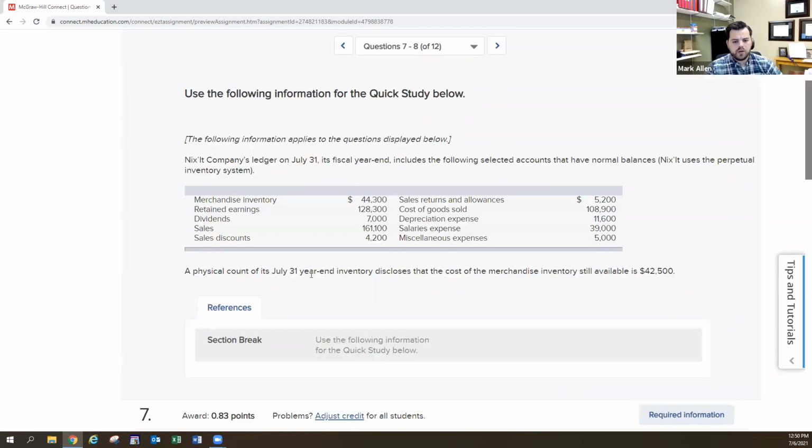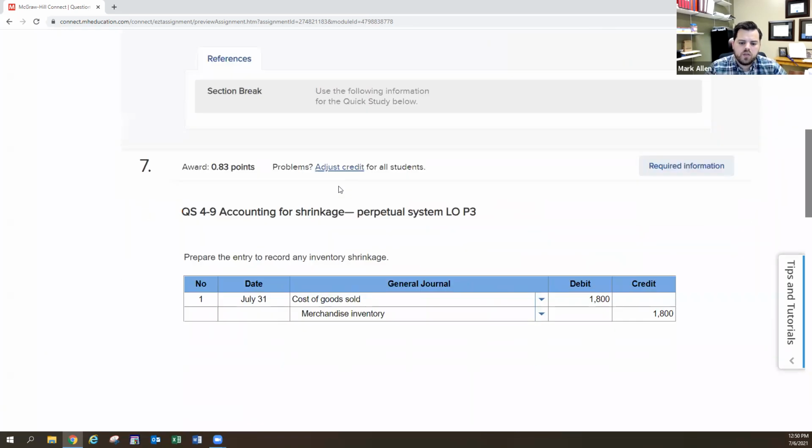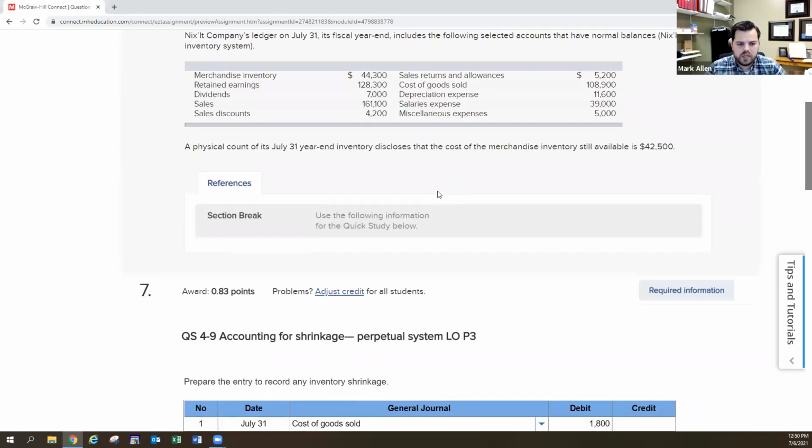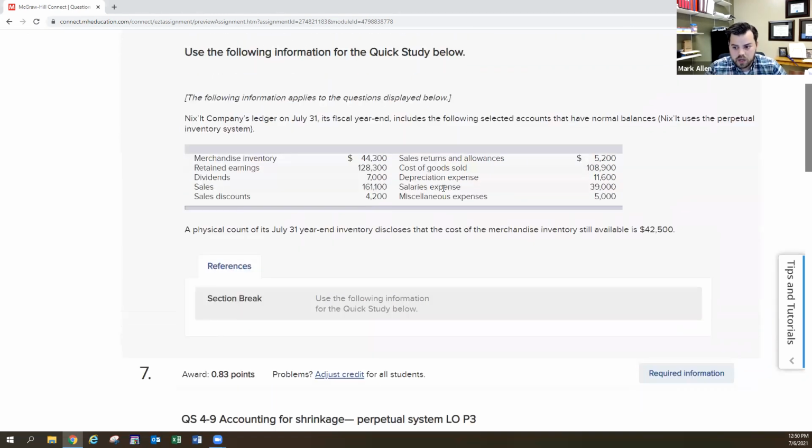Now, for question number 7, all right? So for question number 7, we're going to look at what is called shrinkage for a perpetual inventory system. So what shrinkage is, it recognizes that throughout the period, maybe some of my inventory got stolen, maybe some of it got broken, maybe some of it went bad, maybe I sell fruits and vegetables and some of it's expired, maybe I sell milk or some other perishable item, right? But throughout the period of time, something could have happened that means that my inventory isn't quite what it used to be. So let's see how this works.